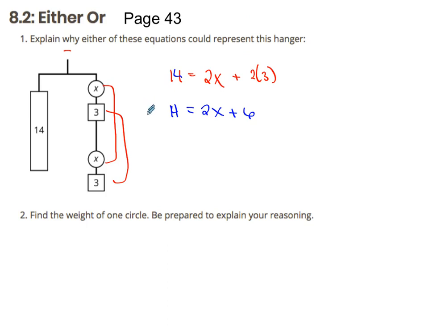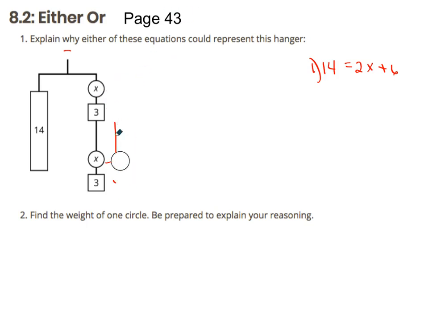Alright, one equation is right there. So I'm just going to write that a little neater. So equation 1, 14 equals 2x plus 6. Second equation. What would my second equation look like? Now delete this. What could the second equation look like? Yep. 14 equals 2 times the quantity of x plus 3. Awesome.